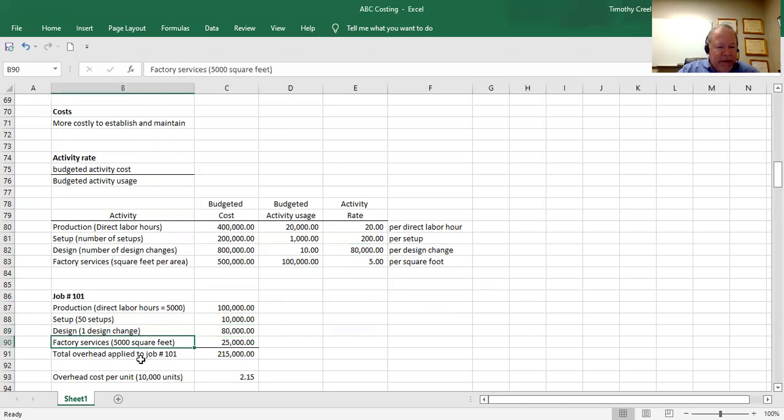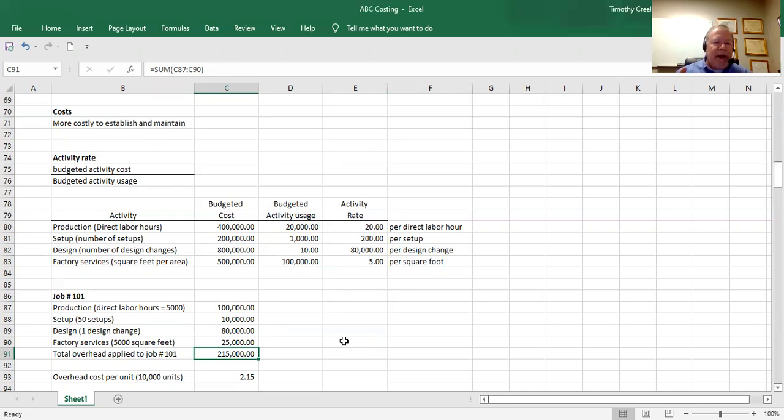And factory services, let's say this job was completed within a 5,000 square foot area. So we'd take that 5,000 times $5 a square foot, and $25,000 would be assigned to it. So our total overhead applied to job 101 would be adding all of these up, and it would be $215,000.